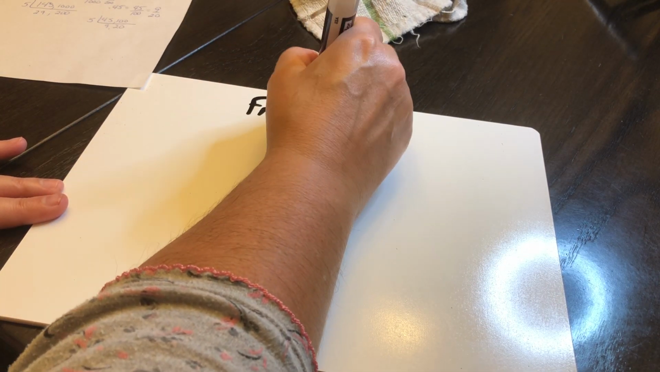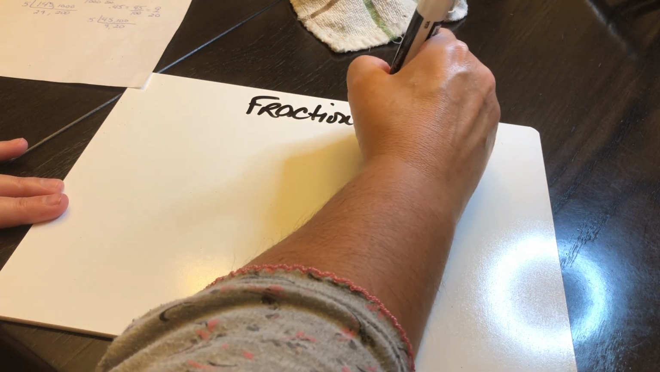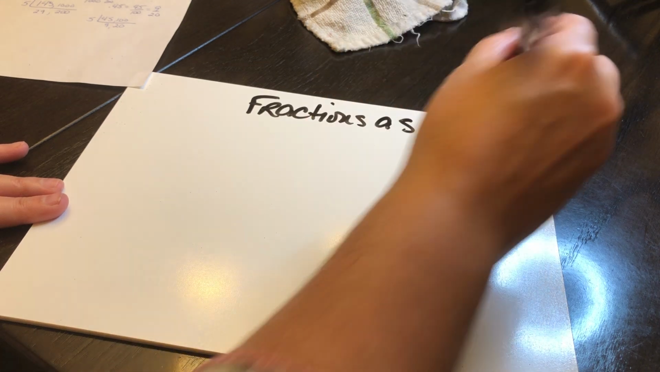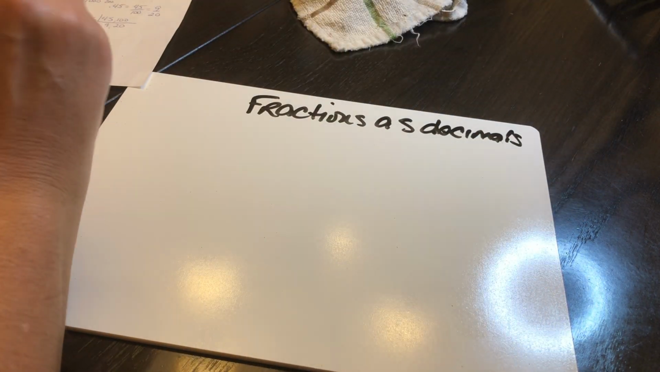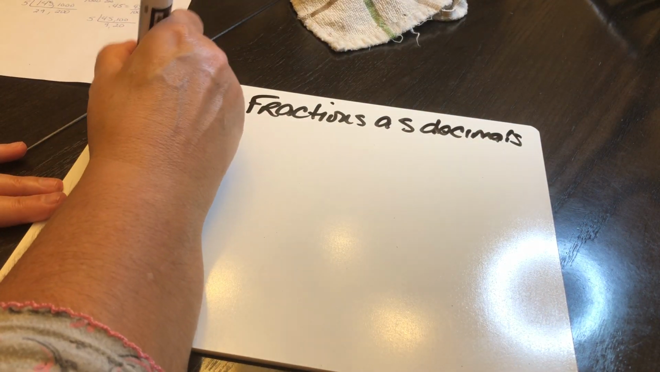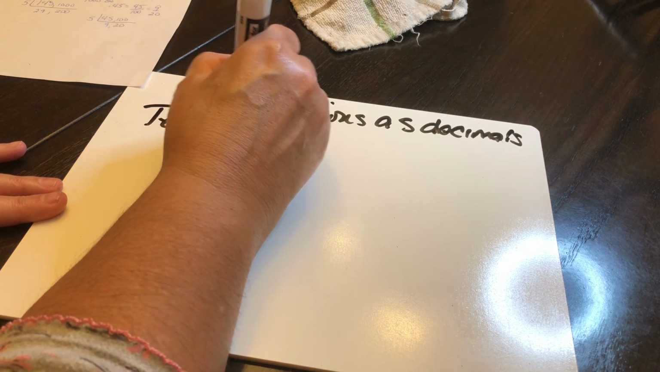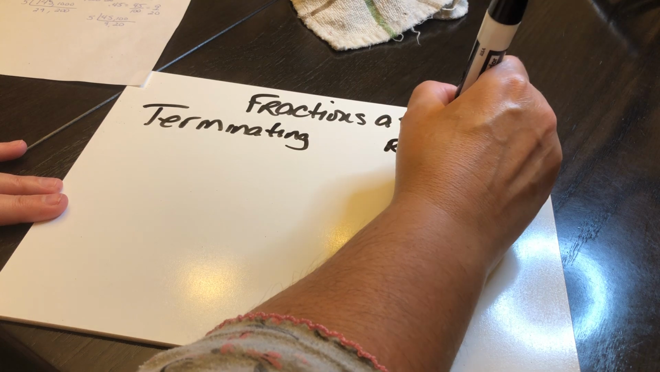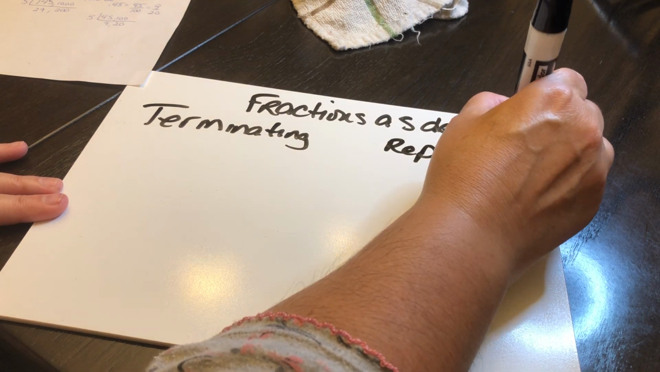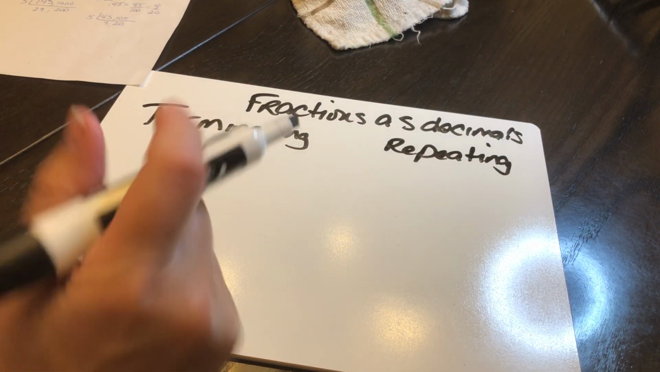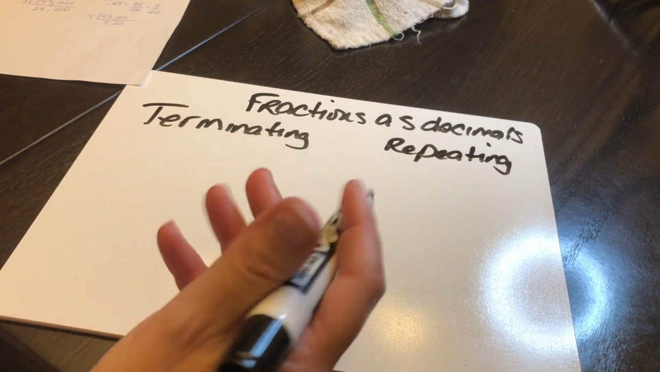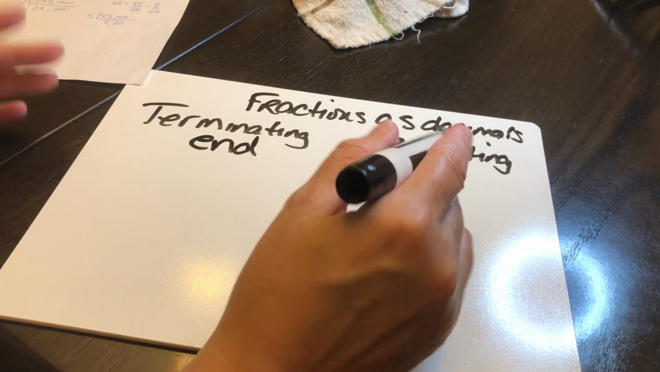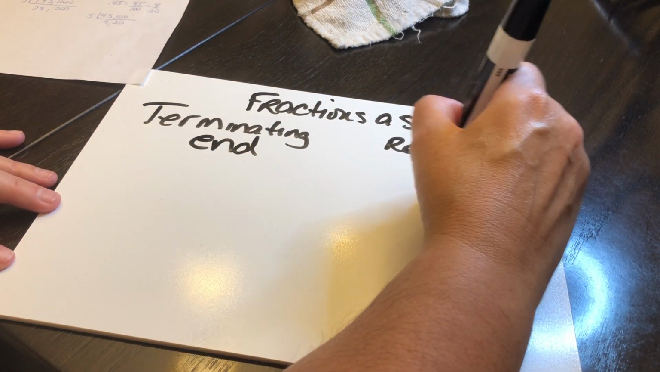So, fractions as decimals. Now there are going to be two types that we're going to talk about. They are going to be terminating and the second will be repeating. Terminating means exactly what it says. When you terminate something, it ends. When repeating, it's obviously going to do what? Repeats.